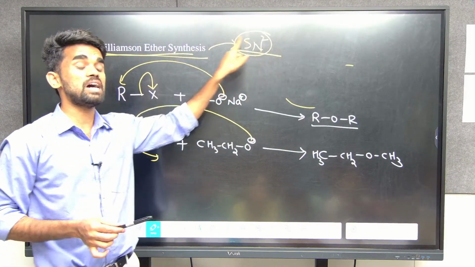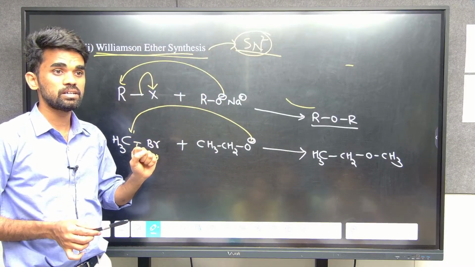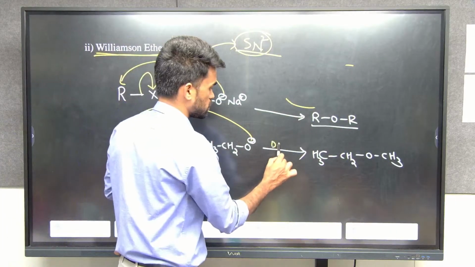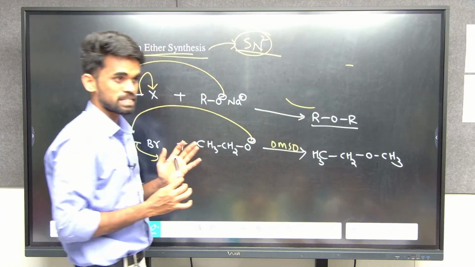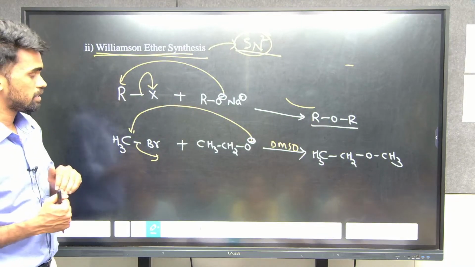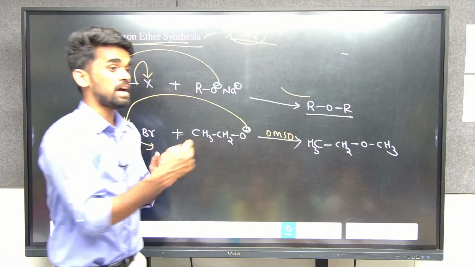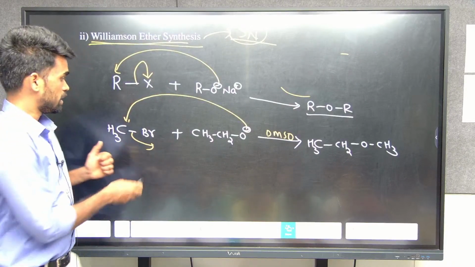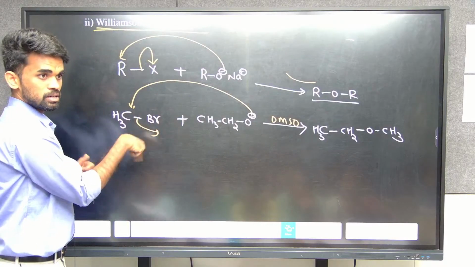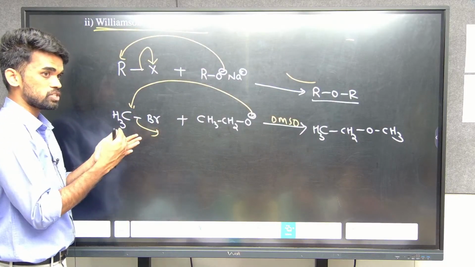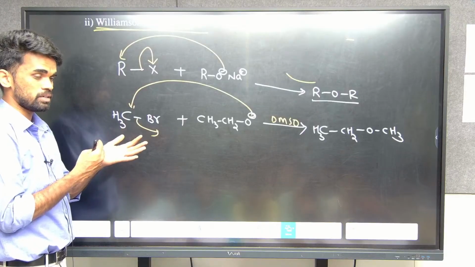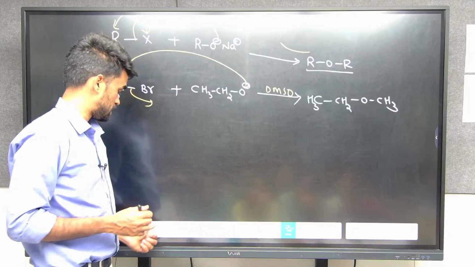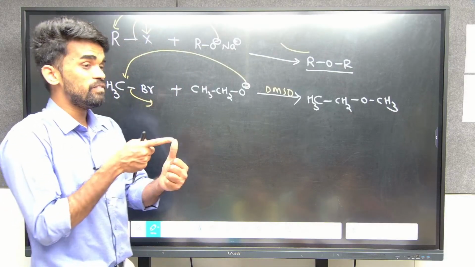Now what is the suitable solvent for Williamson ether synthesis then? Polar aprotic, that's it. I am writing DMSO, the best example of a polar aprotic solvent, or DMF. Okay, done with this. Now what is the reactivity order? Primary, secondary, tertiary. It means the alkyl halide must be primary, secondary or tertiary, but which is more reactive? Primary.